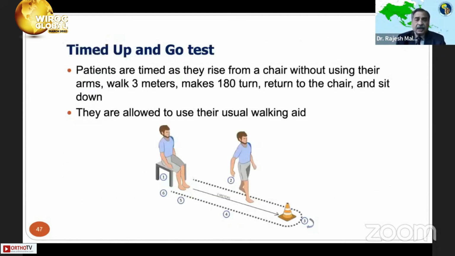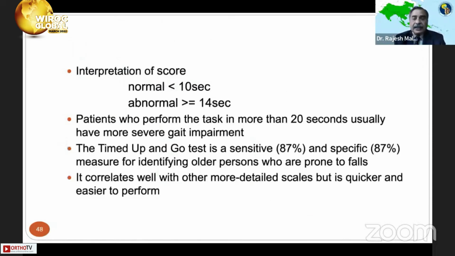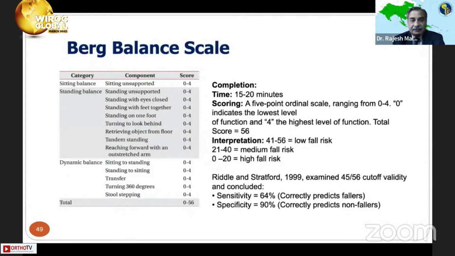And this is the timed up and go test, which is actually one of the most useful and easy to do tests. The patients are asked to get up from the chair, walk for 3 meters, make a 180-degree turn, return to the chair and sit down, and they are allowed to use their walking aid. It is normal if they can do it within 10 seconds, abnormal if they take more than 14 seconds, and if they take more than 20 seconds, they have severe gait impairment, and that's a very sensitive and specific test.